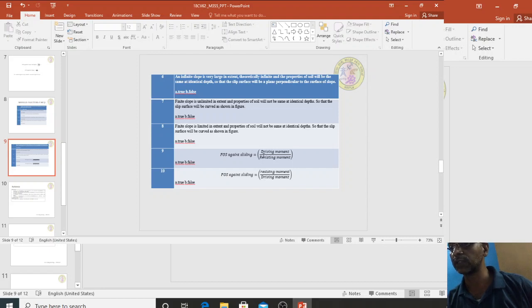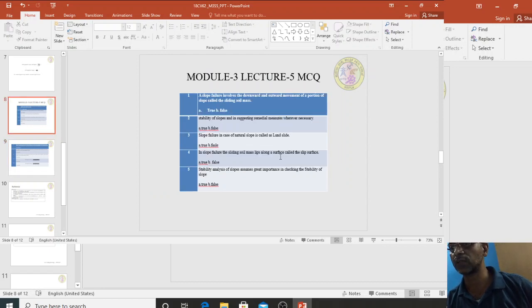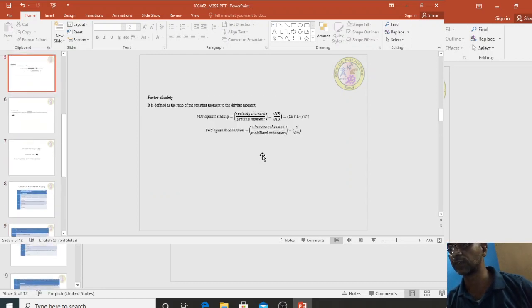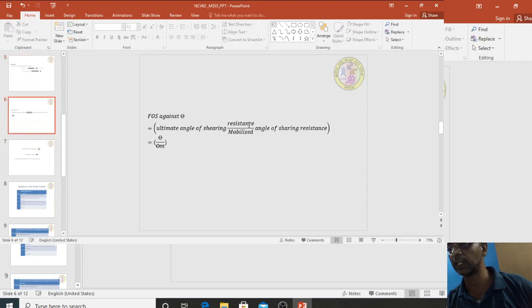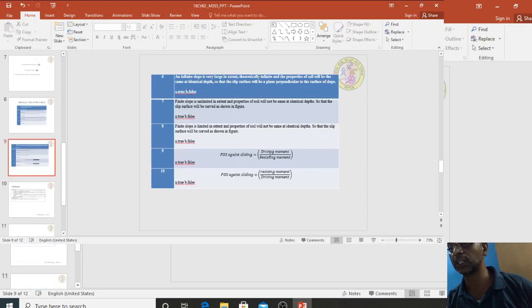Factor of safety is given by driving moment by resisting moment. As we saw here, factor of safety is resisting moment by driving moment, so the statement is wrong. It is false. Option B. And the 10th question: factor of safety is resisting moment by driving moment. Option A. It is correct.